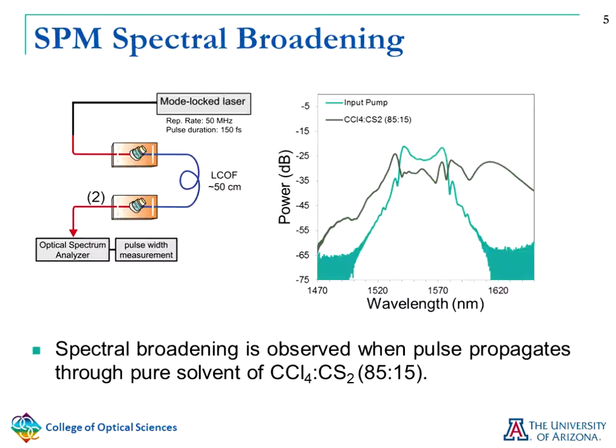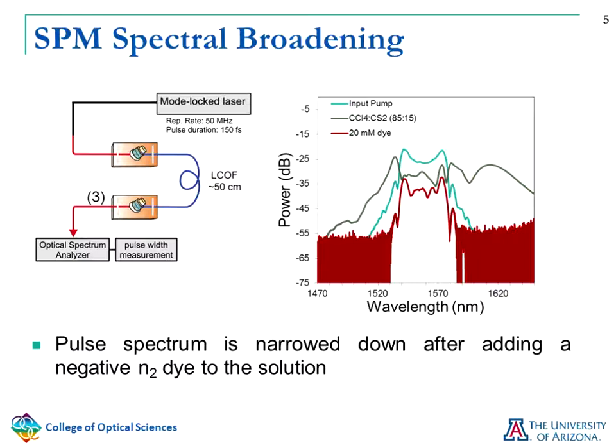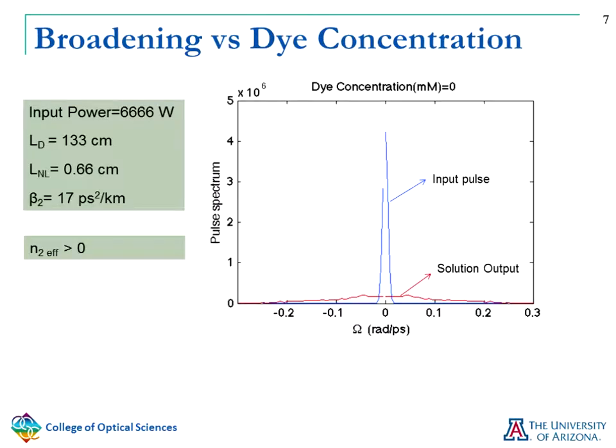So if we replace the solvent in the liquid core optical fiber with a solution of 20 millimolar of that dye with the negative N2, the output pulse spectrum is shown here in red. You can see that the pulse spectrum is narrowed down after adding the negative N2 dye to the solution. To confirm this observation, we also did some simulation.